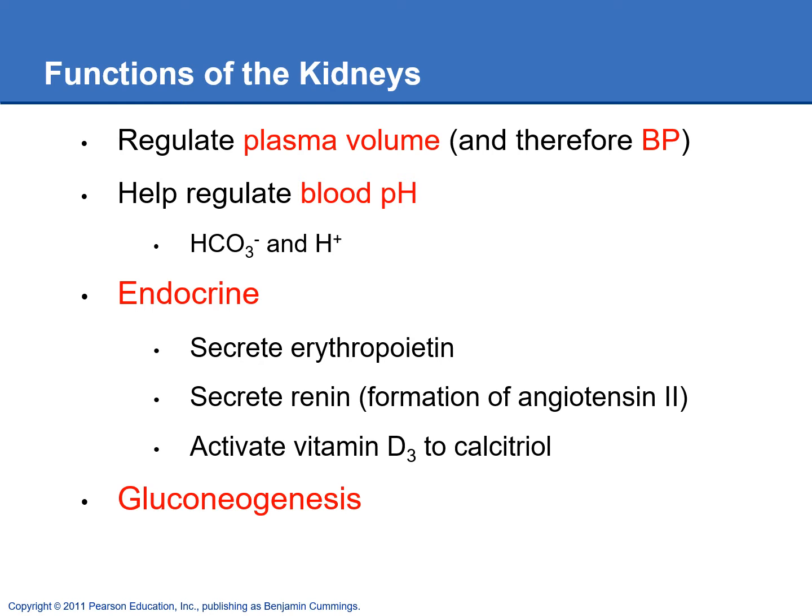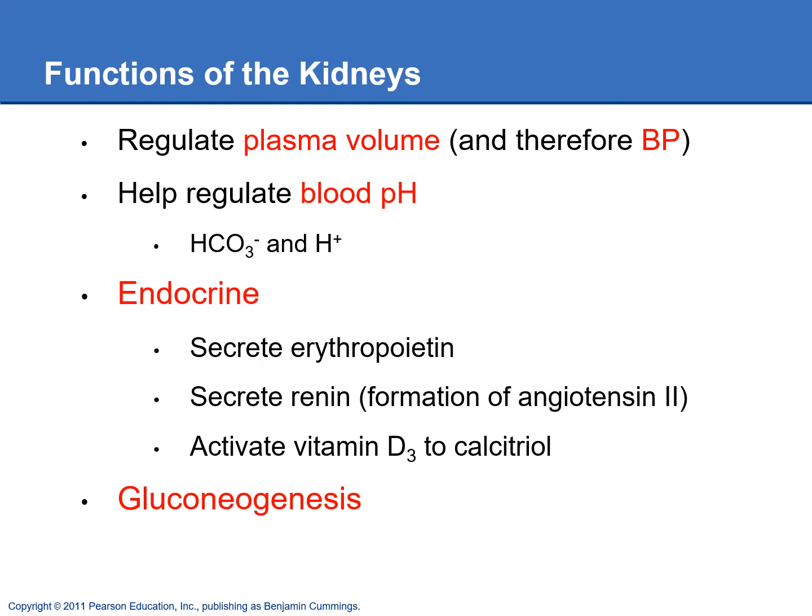The kidneys also have an endocrine function. They also secrete several hormones. They do secrete erythropoietin, which remember that's going to go to the red bone marrow and tell it to make more red blood cells. The kidneys also secrete renin, which we're going to talk about later, but that ends up setting off a bunch of different steps that will increase the blood pressure.